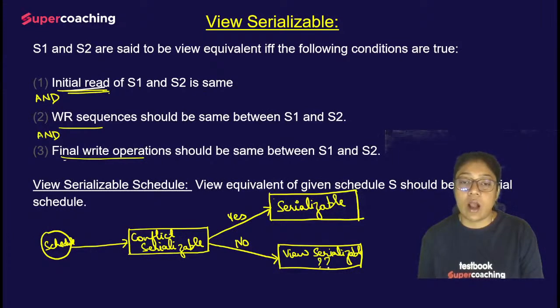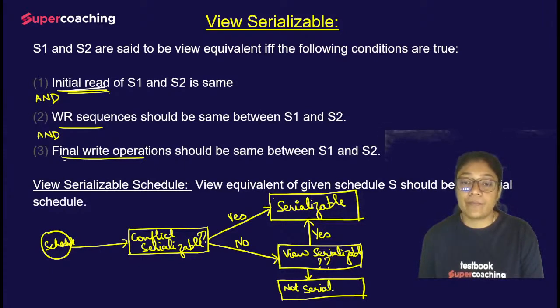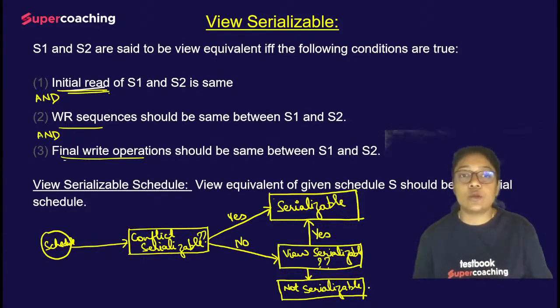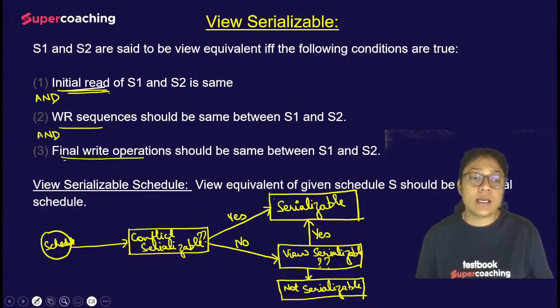Now, answer can be yes or no. जब हम check कर रहे हैं कि view serializable है या नहीं है, so answer can be yes or no. If it is view serializable, surely it is serializable. But if it is not view serializable, then we will say that the given schedule is not serializable. ओके यानी कि अगर कोई स्केड्यूल व्यू सीरियलाइजेबल है तो वो सीरियलाइजेबल भी है, अगर व्यू सीरियलाइजेबल नहीं है, that means it is not serializable.